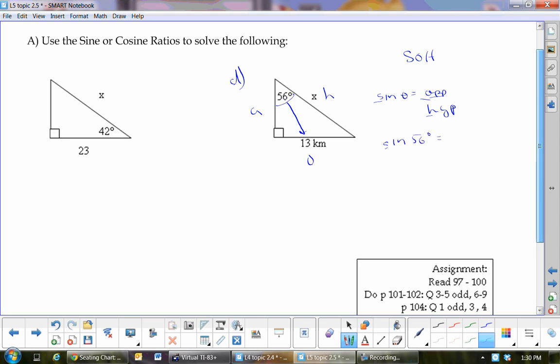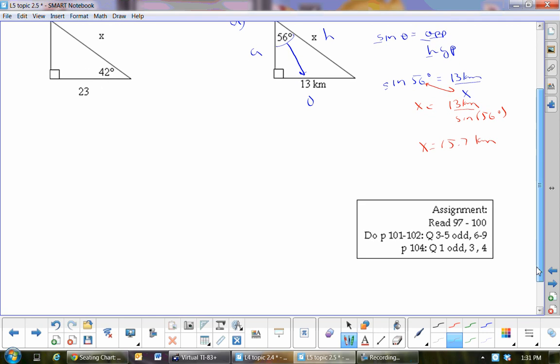Sine 56 equals opposite, which is 13 kilometers, over x. Now what happens in this one? They trade. So x equals 13 kilometers over sine 56 degrees. To one decimal place, 15.7 units. Okay. So the only thing new is picking the right ratio.